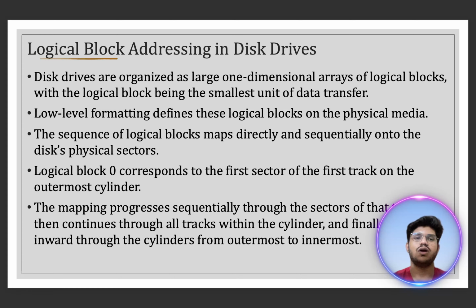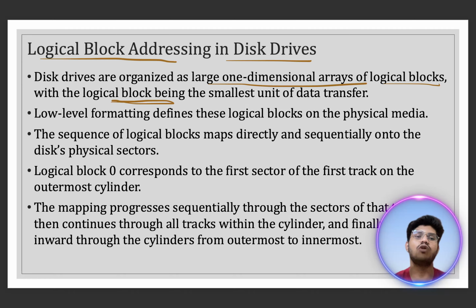So this is the main design aspect, and this is the cylinder of the hard drive that I already said. Now, basically, logical block addressing in a disk drive. Disk drives are organized as a large one-dimensional array of logical blocks, with the logical block being the smallest unit of data transfer. So what is a logical block? A logical block can be a sector or a group of sectors. Let's say two sectors form a logical block. The CPU sees the hard disk as a large one-dimensional array of logical blocks. The low level formatting decides this logical block on the physical media.